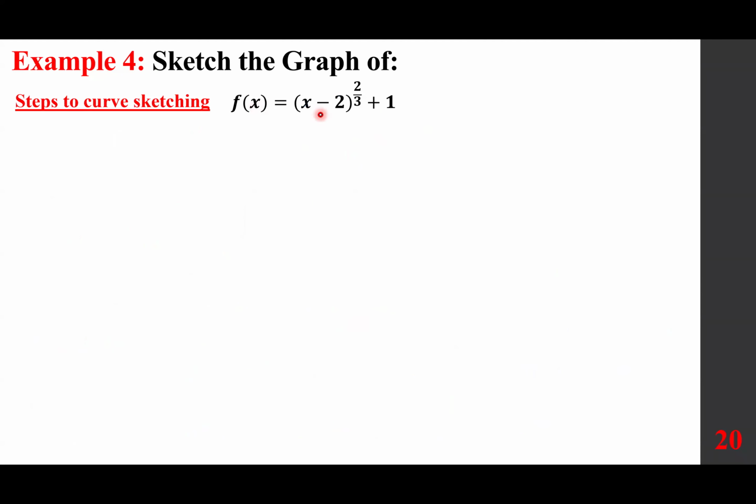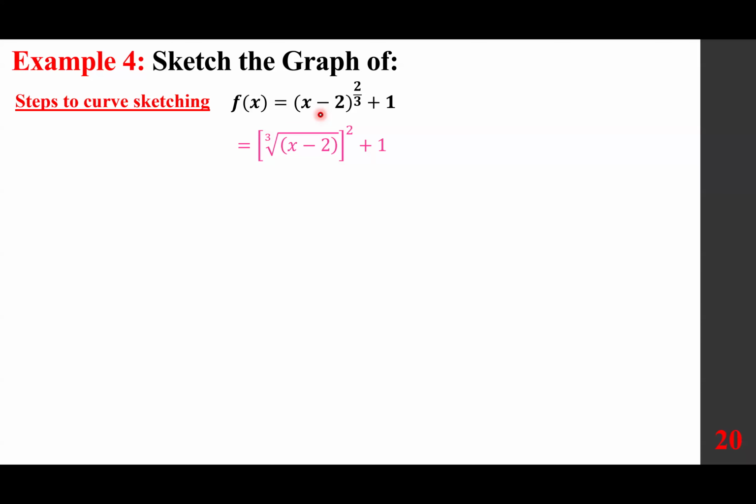Sketch the graph of f of x equals (x minus 2) to the power of 2/3 plus 1. And I hope you remember we discussed this with the closed interval and what was going on. To better understand this, we are going to rewrite this as the cube root of (x minus 2) quantity squared plus 1. So you recognize this as a cube root. And how would you graph it?